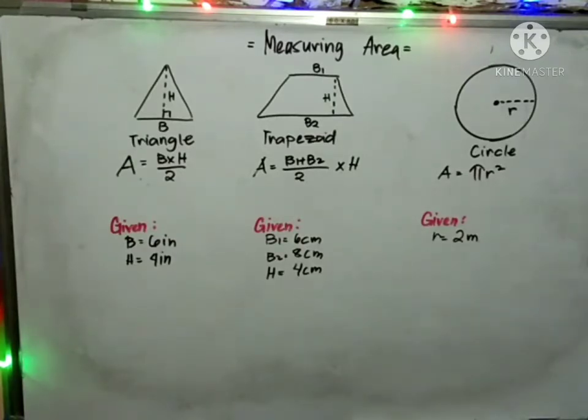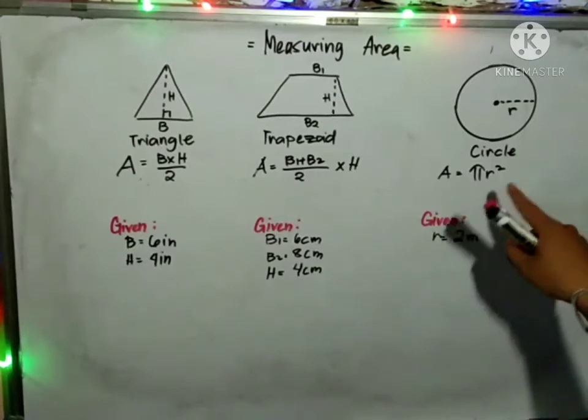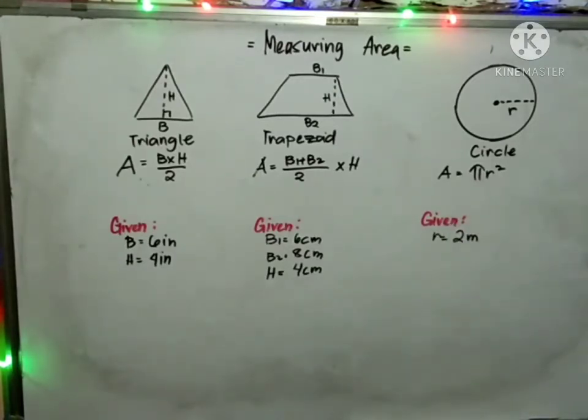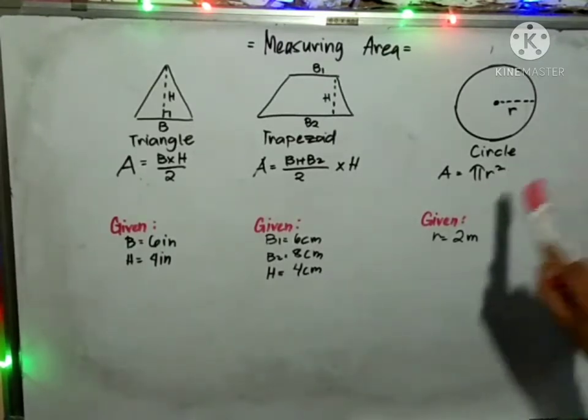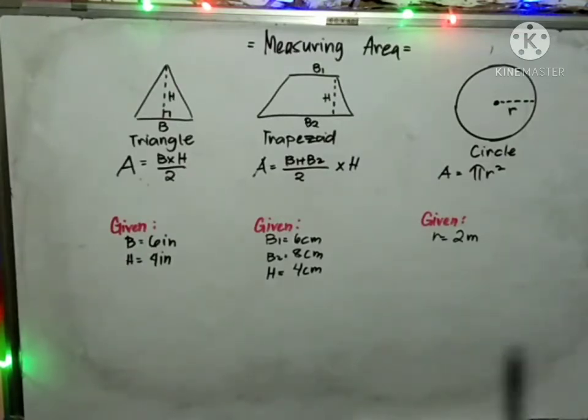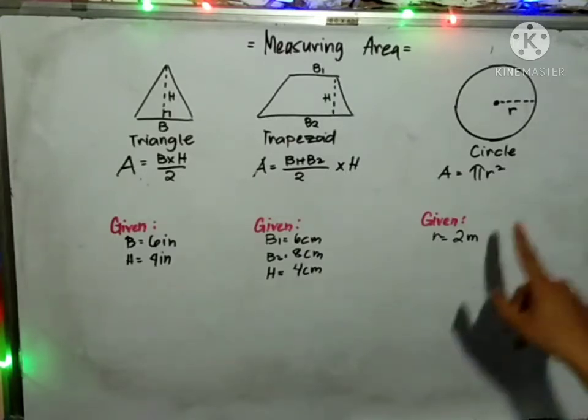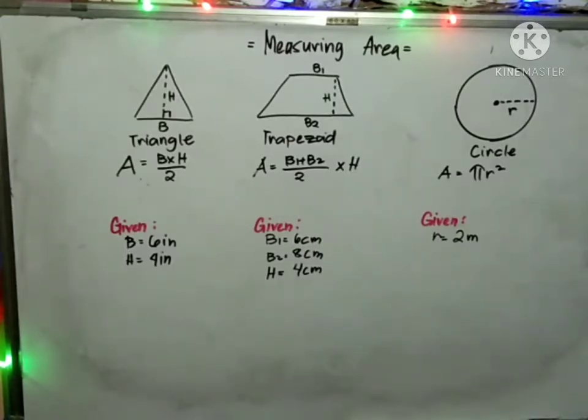At dito naman sa area ng circle, we have the formula pi r squared. Now, paano kung ang given ay diameter? So, ganito po muna ang gagawin ninyo. Since r ang ating formula dito, kapag diameter po ang given, i-divide nyo muna ang diameter sa 2 para makuha nyo yung radius. Kaya kung ang given ay diameter, halimbawa ang diameter is equal to 6, i-divide nyo siya sa 2 para makuha nyo yung radius, which is equal to 3. Kung ang diameter niya ay 14, i-divide nyo siya sa 2 para makuha nyo ang radius niya, which is 7.